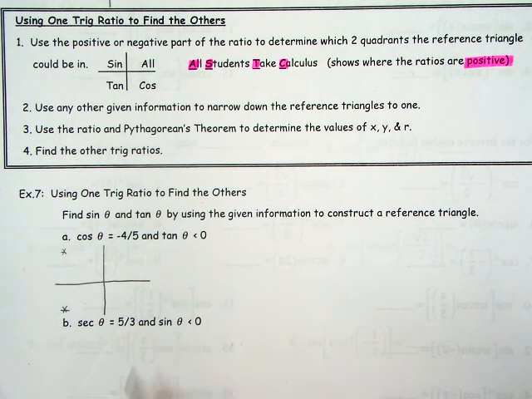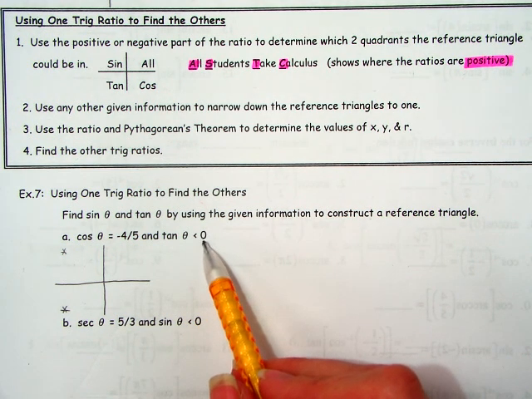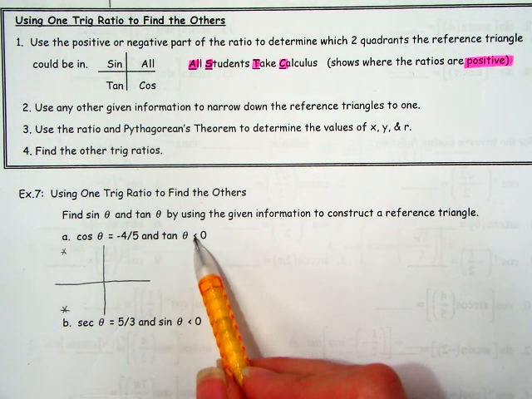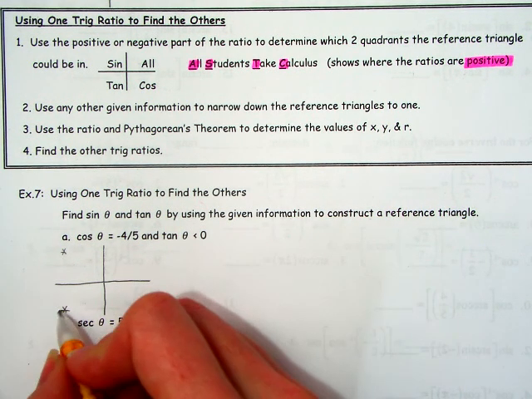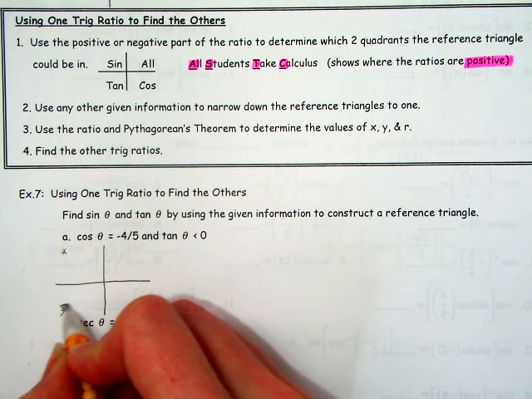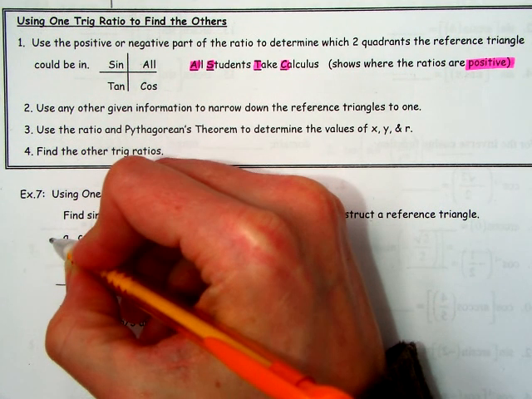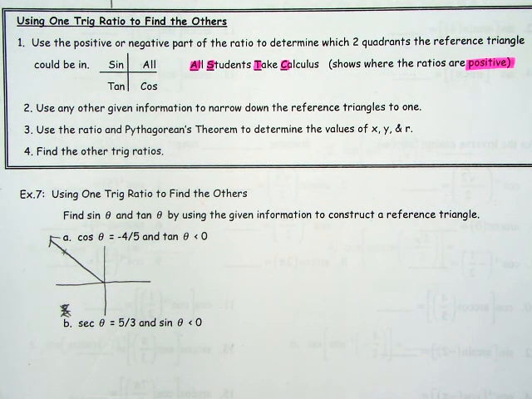Now I have to be given a little extra information like this, the fact that the tangent is also negative. So if cosine's negative and tangent's negative, All Students Take Calculus, all right, tangent's positive here, so it can't be here, so this is no. Let's just cross it off like that. And so that puts me in the second quadrant. It's the only place where I can have a negative cosine and a negative tangent. So I know that much. I know my angle's somewhere between 90 degrees and 180.